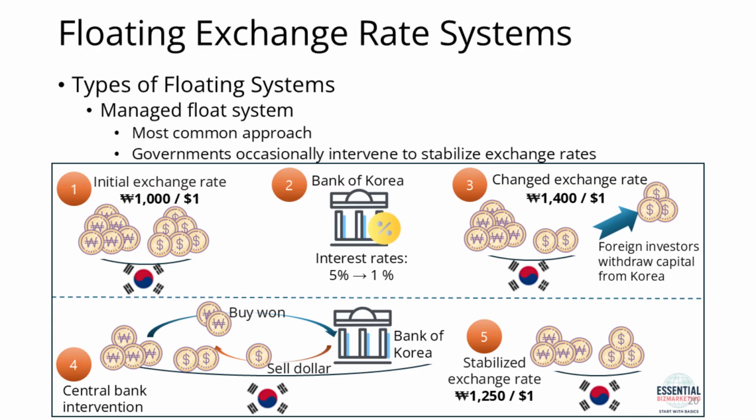Let's look at the outcome of the government's intervention. The Bank of Korea's actions stabilize the market, bringing the exchange rate back to 1,251 per US dollar. This example shows how managed float systems use policy tools to guide currency values.